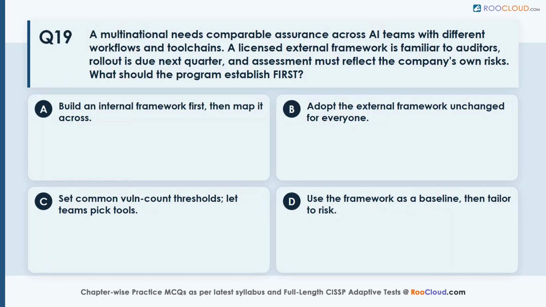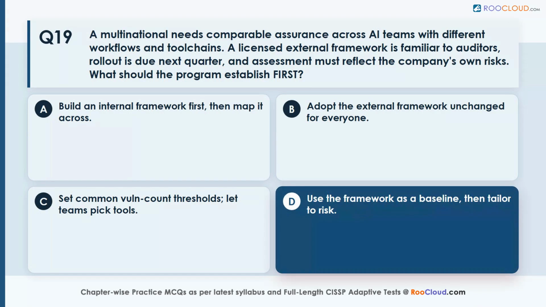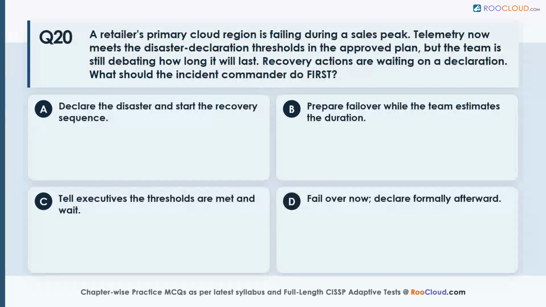Option B adopts the external framework unchanged, comparable, but blind to the company's specific risks. Option C sets common vulnerability counts and lets each team pick tools. That produces numbers, not real assurance against shared objectives. Option D uses the external framework as a baseline, then tailors risk-based criteria to shared control objectives. Standard for comparability, tailored for relevance. That is the pattern.